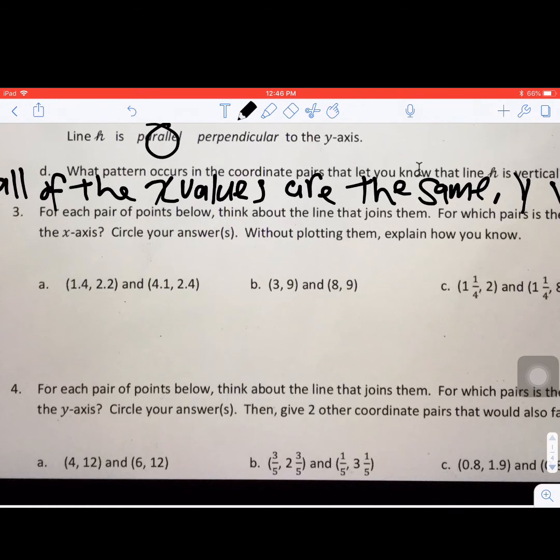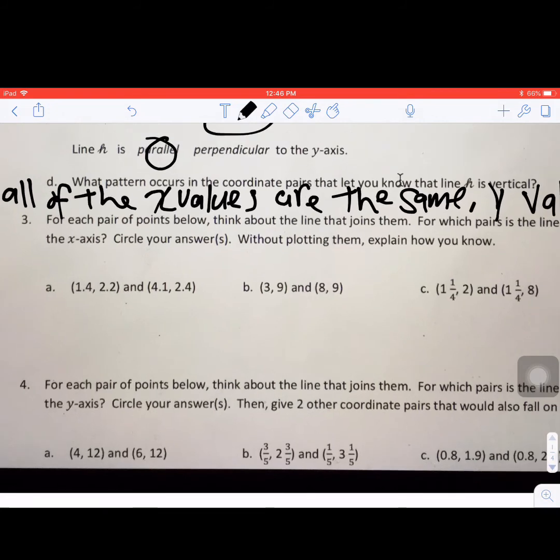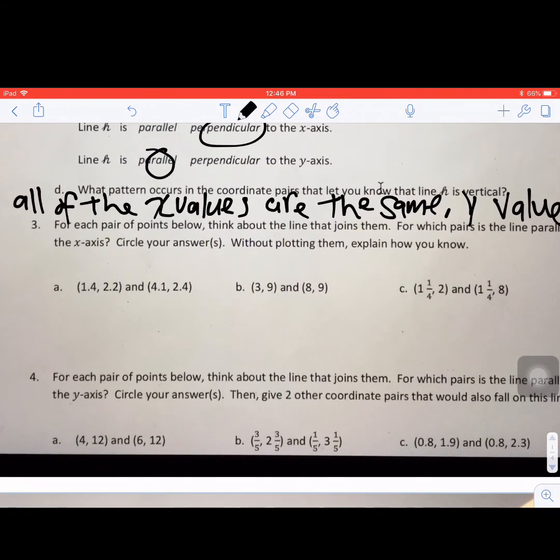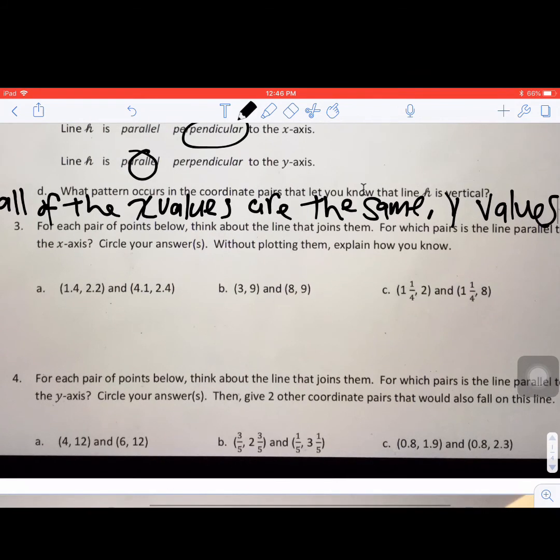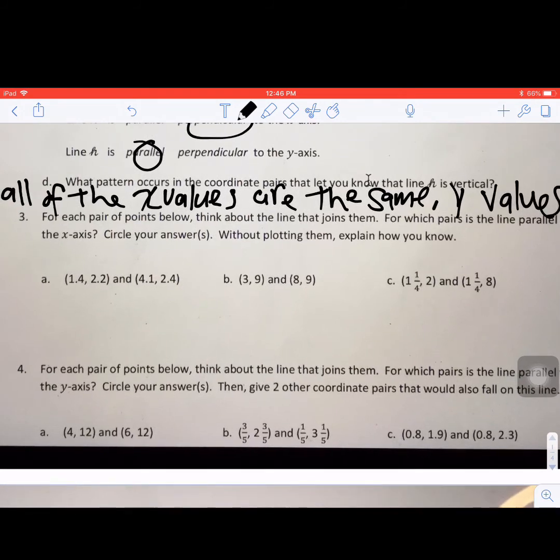Question 3 says, for each of the points below, think about the line that joins them. For which pairs is the line parallel to the x-axis? Circle your answer without plotting them. Explain how you know. So we notice that it's asking you for the line to be parallel to the x-axis. I want you to think about which ones you might know are parallel without creating points.